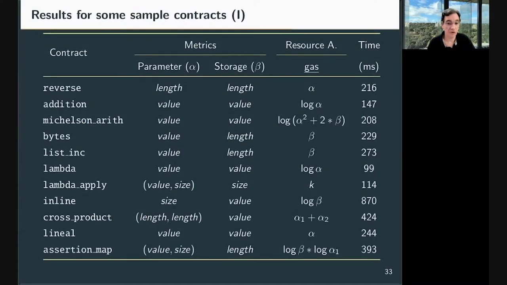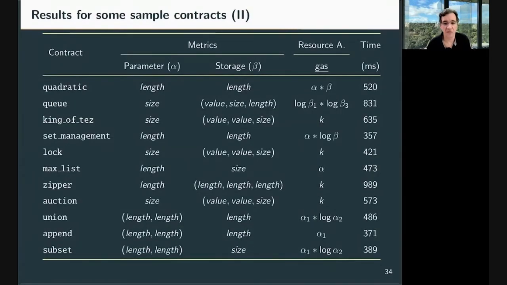Here we have results from some simple contracts. This table shows some analysis results for some test programs using different Michelson data structures and control flow instructions, as well as different cost functions on different metrics. You see the metrics here, and here. And here you see the functions. Here alpha is the size of the parameter, and beta in these expressions is the size of the initial storage. We are only showing here orders of complexity for simplicity, but of course the system infers constants also. They are just here meant to show what kinds of functions we're getting and that we're also doing it in reasonable time. Here's another set of results also.